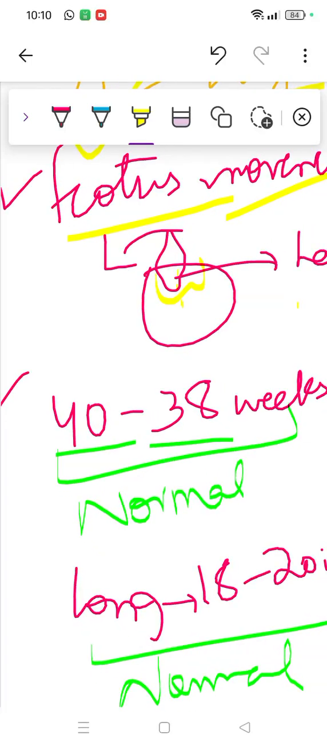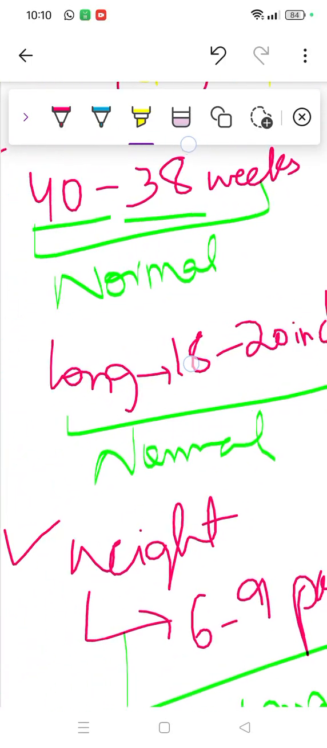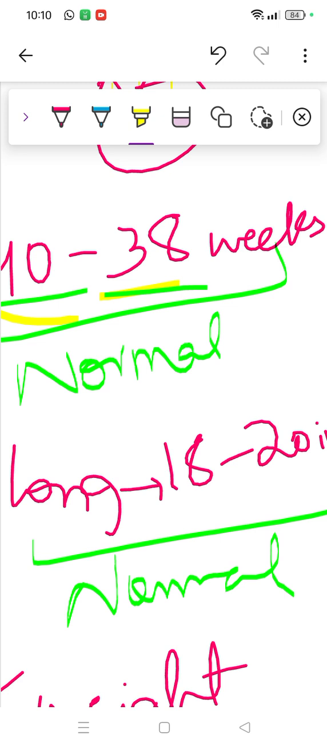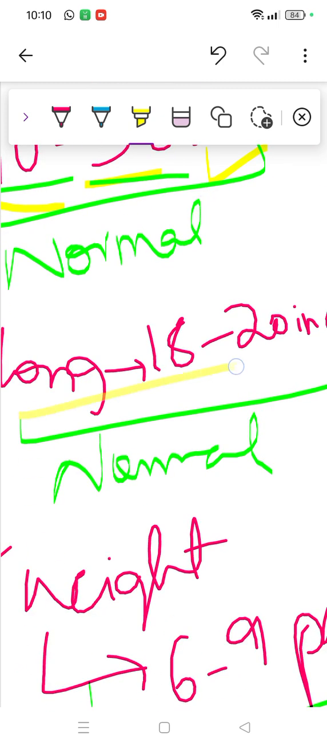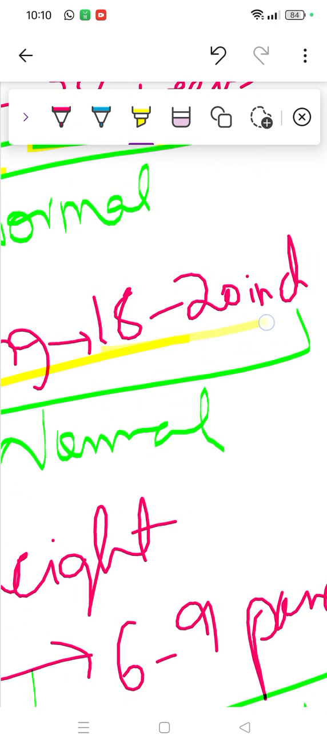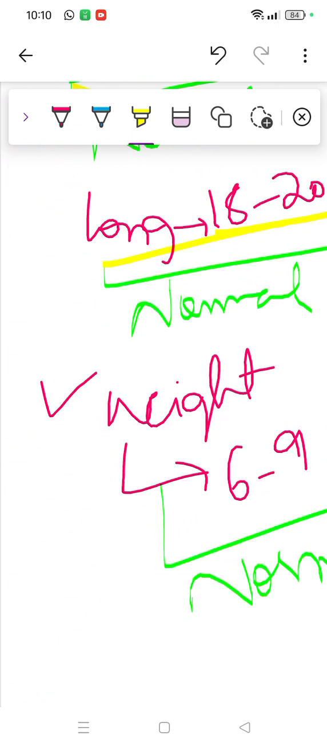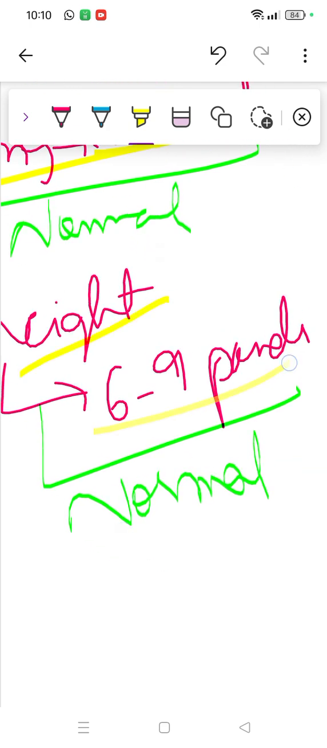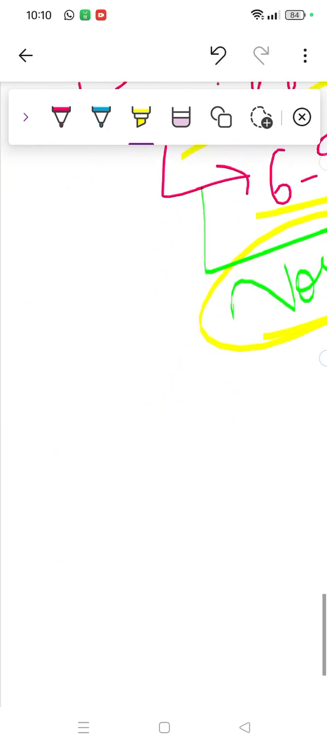Then yes, we were discussing one more important point, 40 to 38 weeks during the entire pregnancy. It's like 40 or 38 weeks, which is a normal condition. The height could be 18 to 20. It's normal. If it's more or less, this means it's a problem. When we talk about weight, it's 6 to 9 pounds. It's normal. So I hope it's clear.